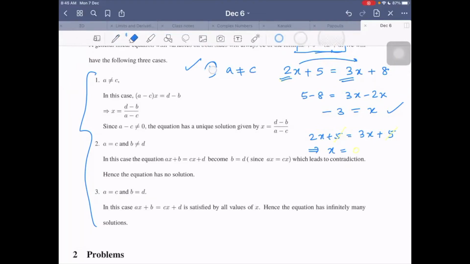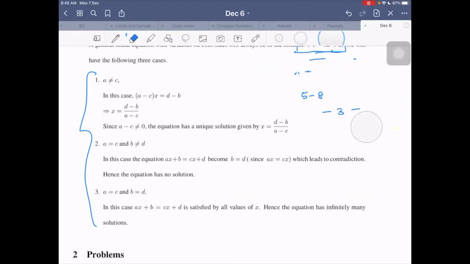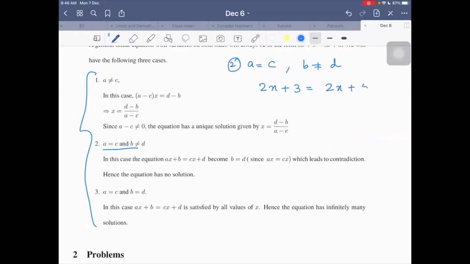So let's go to the next case. The next case is when a is equal to c, the coefficients are equal, but the constants are not equal. Say, for example, we have 2x plus 3 is equal to 2x plus 5. What happens here? In this case, what happens? Tell me. What is the situation? What is the scenario in this case?